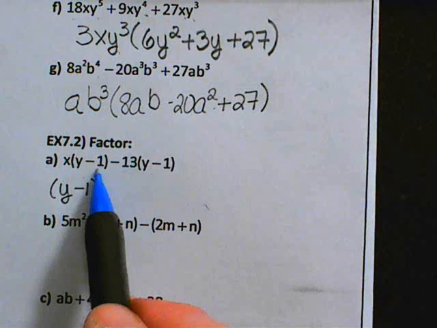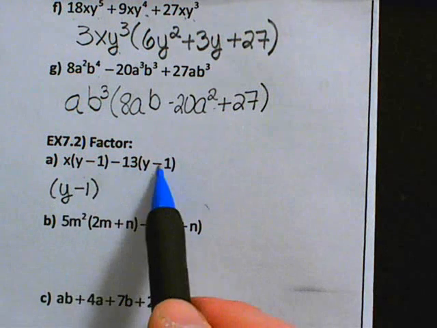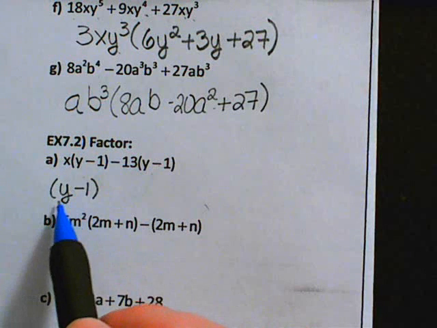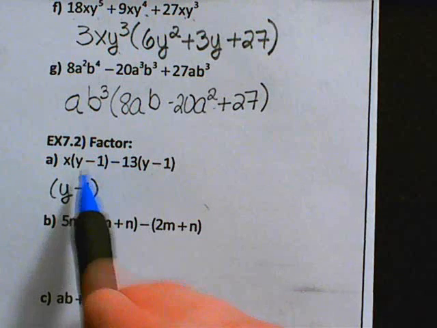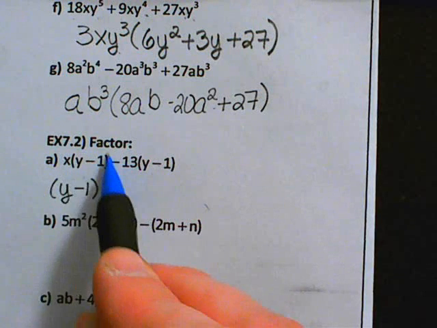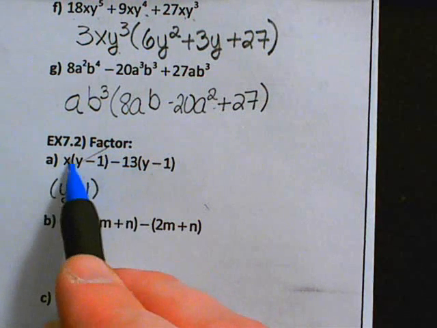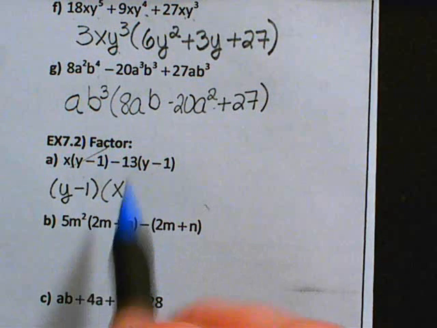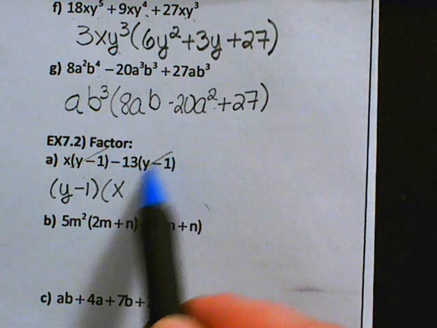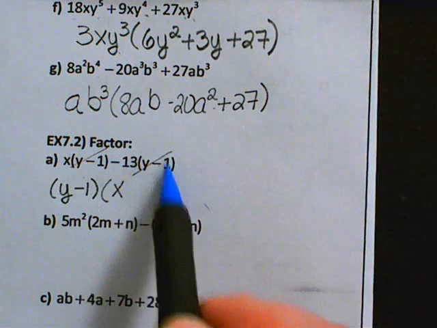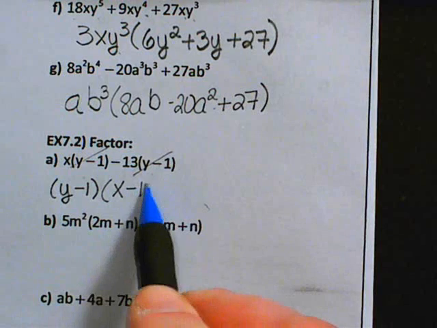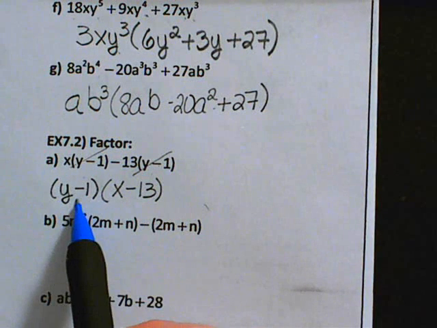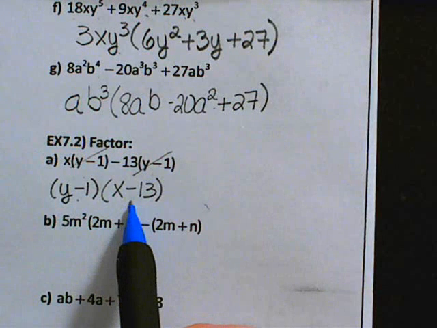So if we take out the y minus 1 from the first term, what is left on the first term? If I remove the y minus 1, what is left? Well, I'll be left with only x. And if I remove the y minus 1 from the second term, what am I left with on the second term? Well, negative 13. So in other words, this is what was removed, and this is what remains after I remove the y minus 1. So that's my factorization there.